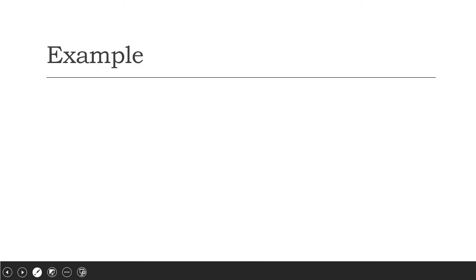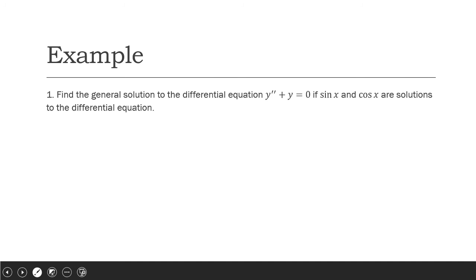Ayan. I-apply natin sa example para mas madali natin maintindihan. Let's have a very simple one lang. Find the general solution to the differential equation y double prime plus y is equal to 0, if sine x and cosine x are solutions to the differential equation. So we are asked for the general solution. Pero binigyan tayo ng dalawang solution, pero ang hinahanap is the general solution. So, ang tanong, paano natin hanapin yung sagot?